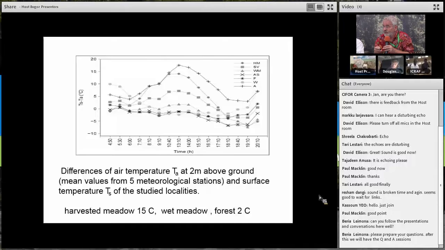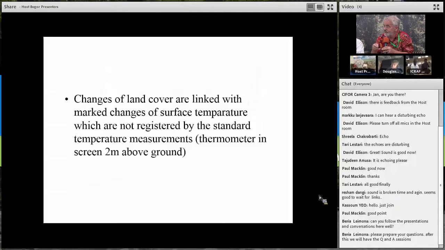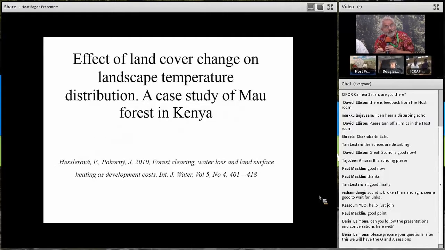Yeah, the temperature that people feel and experience is not the same as the temperature that the weather station has recorded. It's not the temperature that you see on the climate maps. There's a wide range of actual temperatures that occur. And changes in land cover are directly linked to that surface temperature and are a way to manage the temperature under which people live.